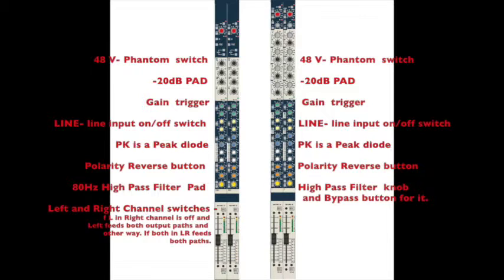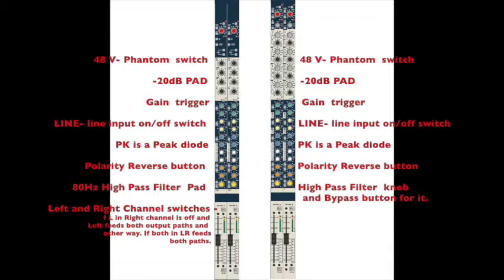PK is just the peak diode. The polarity reverse button is a really useful thing because when we've got a problem concerning phase at our gig, we just press it, changing slightly the phase of the signal, and we've got the problem solved. The next part for both types of strips is slightly different. For a stereo strip, we've got a high pass filter, which is just an 80 Hz pad, which means everything under 80 Hz is cut off our signal. For the mono strip, we've got an adjustable high pass filter with an extra bypass button for it.